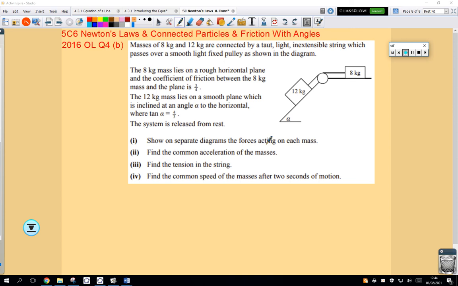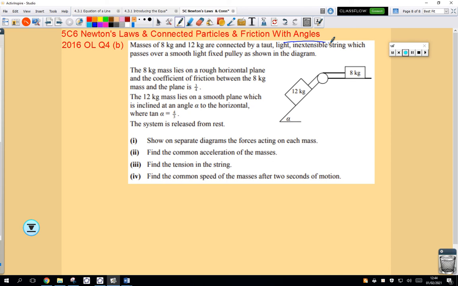Okay, so continuing our work on Newton's laws and connected particles. There's friction in this question. There's some awkward angles in here. It's going to be resolving of vectors. So this is taken from the 2016 Ordinary Level paper.